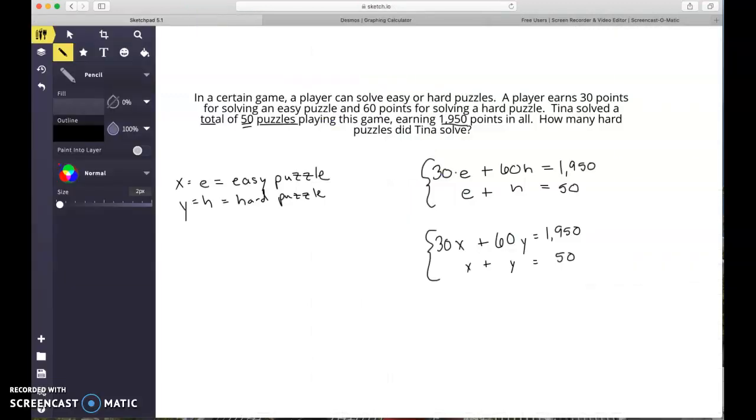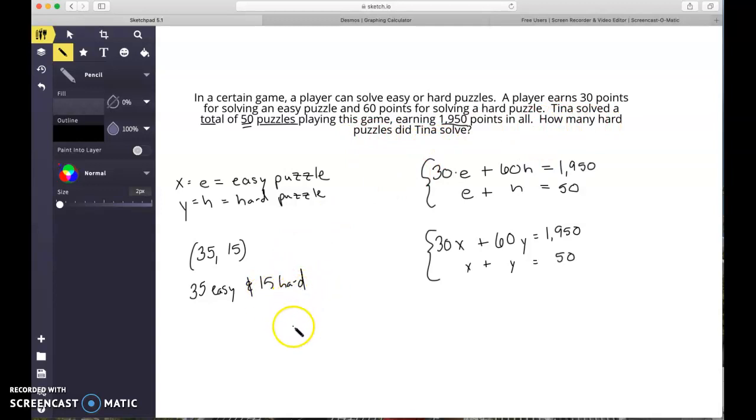So our answer hopefully is that she solved 35, 15, which is 35 easy puzzles and 15 hard puzzles. So if we're answering the question, how many hard puzzles did Tina solve? She solved 15 hard puzzles.